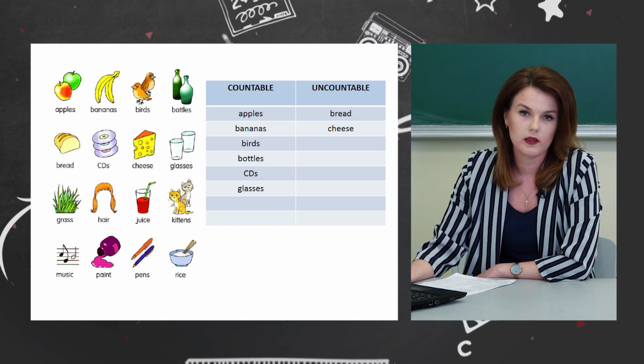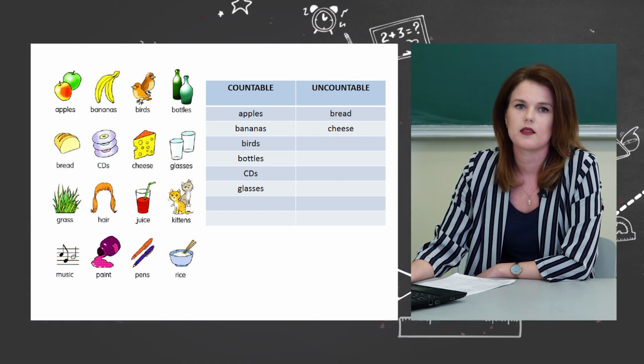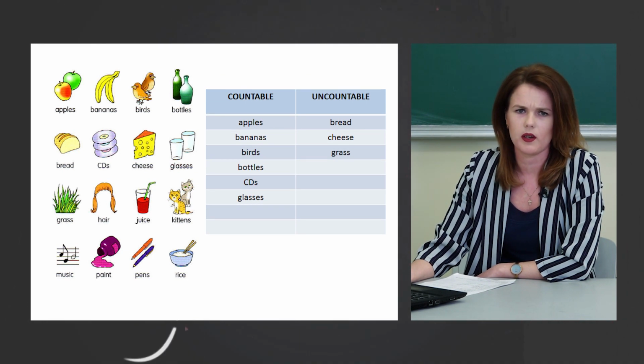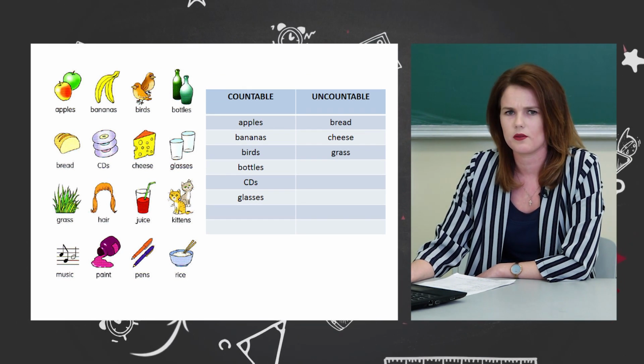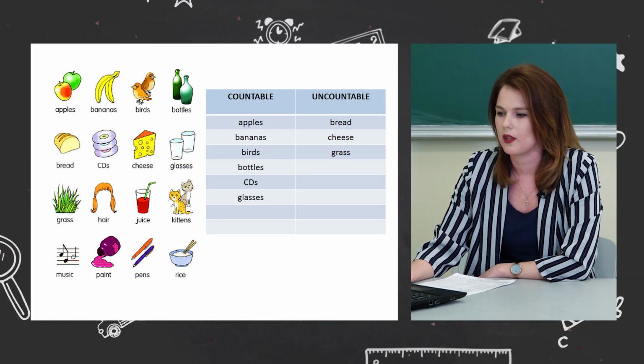Glasses. 1 glass, 2 glasses, 3 glasses. Glasses is countable noun. Grass. Can we count grass? 1 grass, 2 grass? Of course no, because grass is uncountable noun.